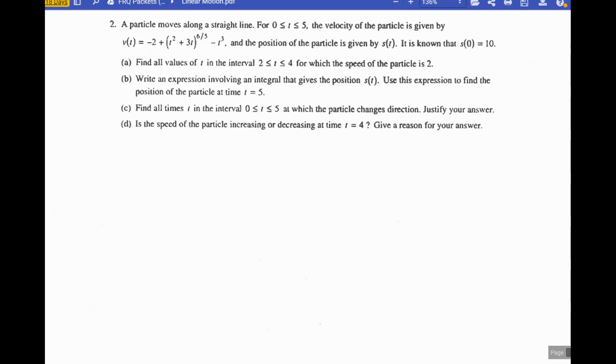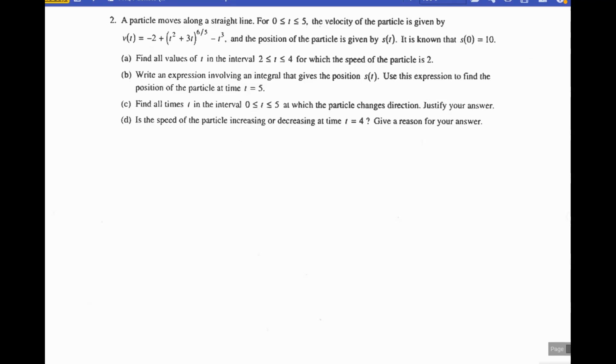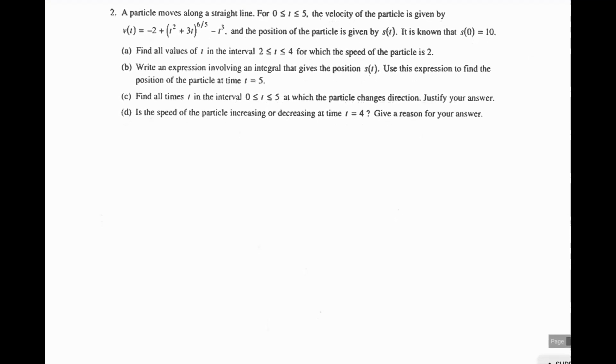All right, so now I'm going to do 2013, number 2, which is also a calculator active question. So make sure that you have your calculator with you and make sure that all the settings are where you want them to be.